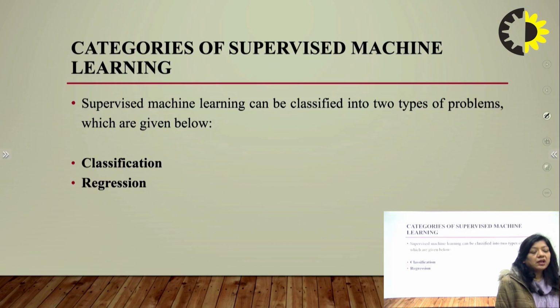Now, the categories of supervised machine learning. Supervised machine learning can be classified into two types, which are given below. The first one is classification and the second one is regression.